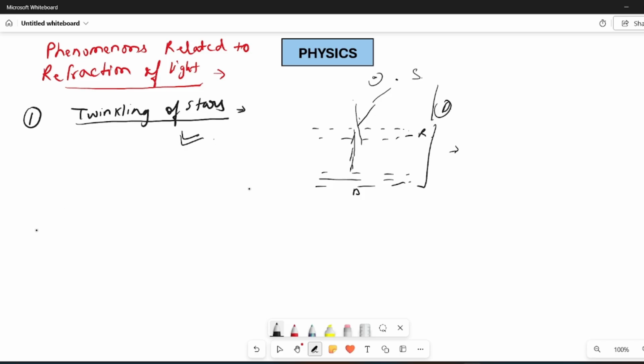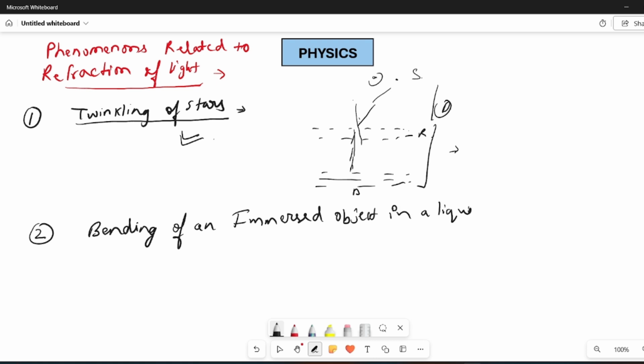Now, the second phenomenon which you must have witnessed regarding refraction of light is known as bending of an immersed object in a liquid. You must have done this particular experiment at your home. What really happens? You take a glass of water. This is the glass, inside there is water, and what do you do?